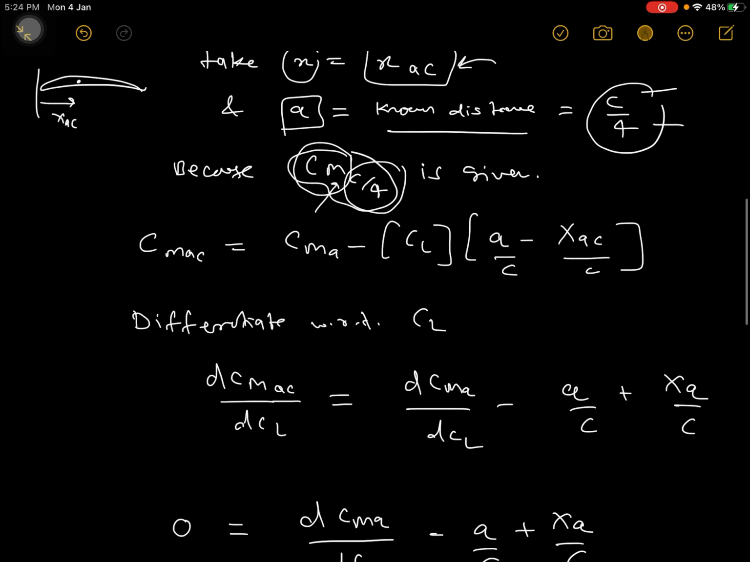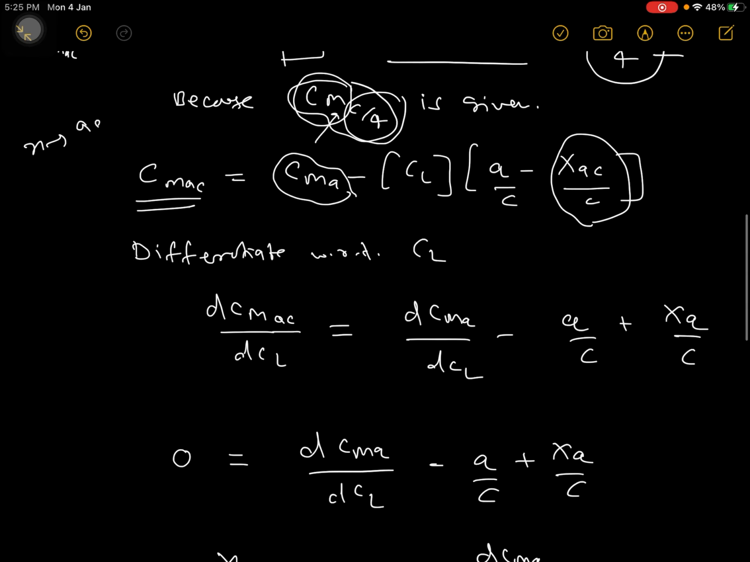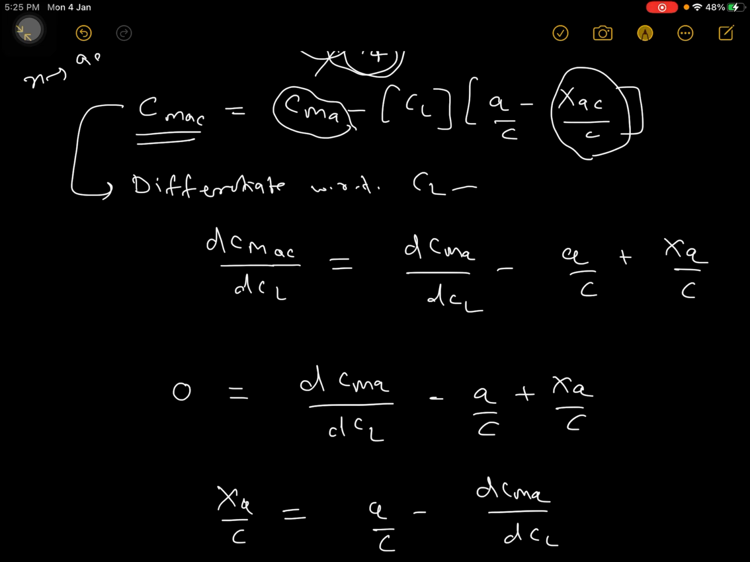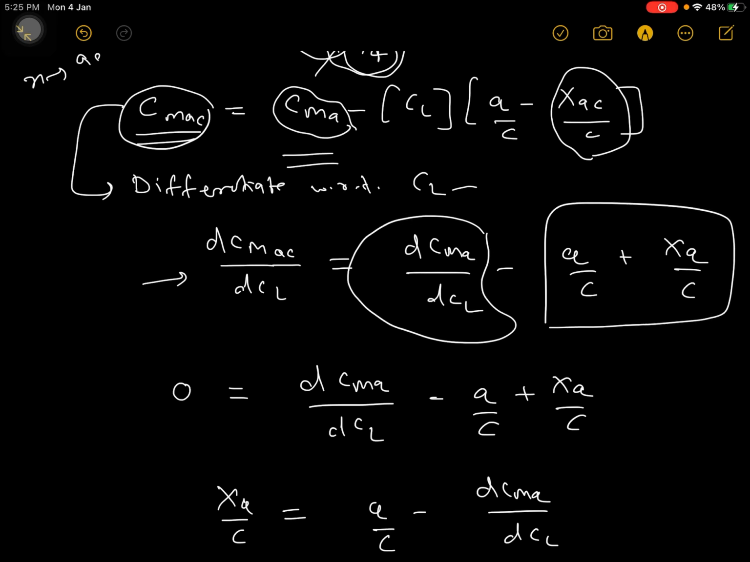Okay, so now I am writing the equation like this: Cm AC, and here I am writing XAC, correct? Means X I changed to AC. At the same time, you see this CMA only right now. Just first differentiate the equation with respect to CL, then you will be getting DCM AC by DCL, and then DCM A by DCL, and then this part will be remaining because CL will be 1 after differentiation.